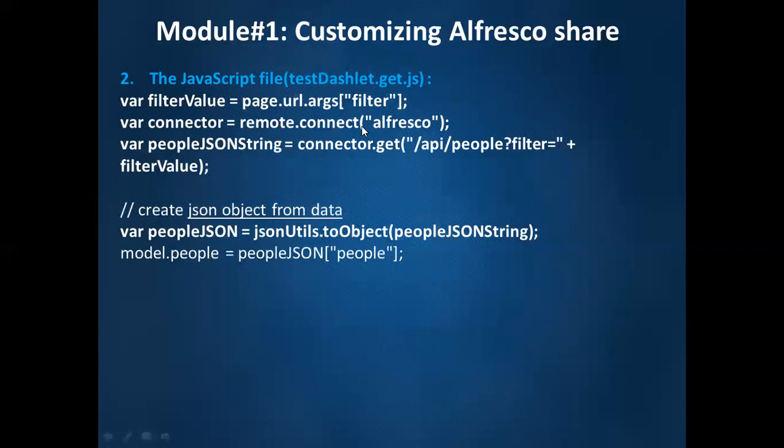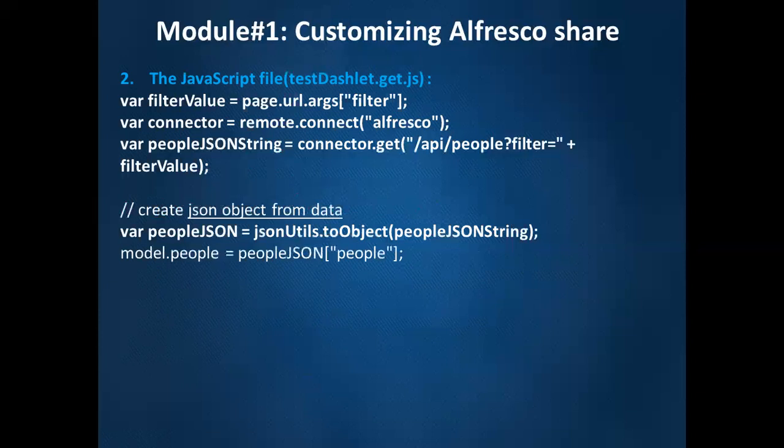I didn't change the second line. It is like the second line of the last JavaScript code. As I explained, this second line is var connector equal remote.connect alfresco, meaning I will connect to Alfresco. I will connect to Alfresco for what? For doing this operation, for filtering the usernames and displaying the information of the usernames.